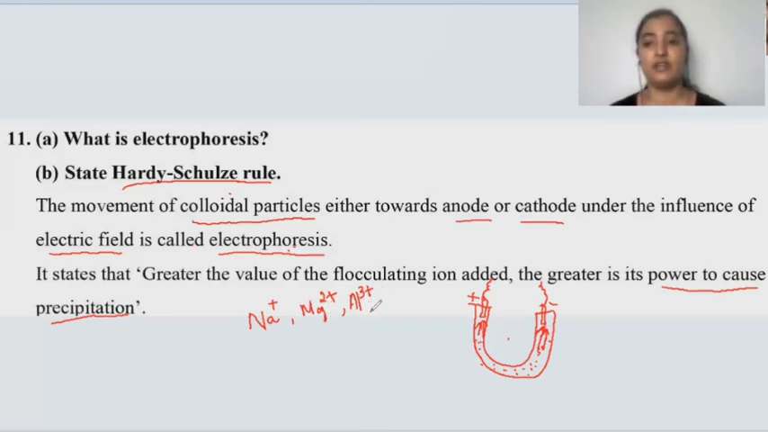When you think of these flocculating ions, what is the increasing order in order to cause precipitation? Among the three ions, which is the first to carry out the precipitation process? It is aluminum. Aluminum has got the greater valency, it has got the greater value of the flocculating ion, so it has the power to cause more precipitation. Then next comes magnesium, which is having +2 oxidation state, and after that comes sodium, which is carrying +1 oxidation state. Hope you got to know about what is Hardy-Schulze rule.